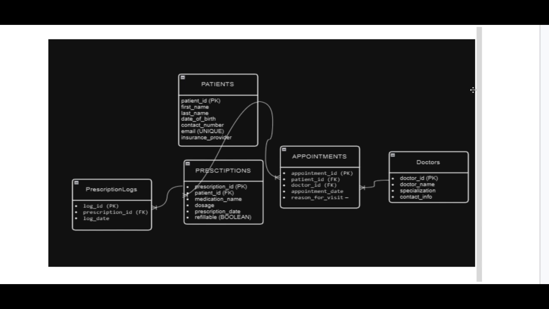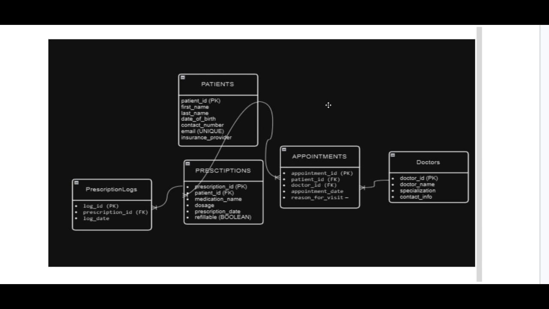This is the schema of the healthcare management system. It consists of 5 main tables: patients, doctors, appointments, prescriptions, and prescription logs. Let me explain the relationships between these tables.